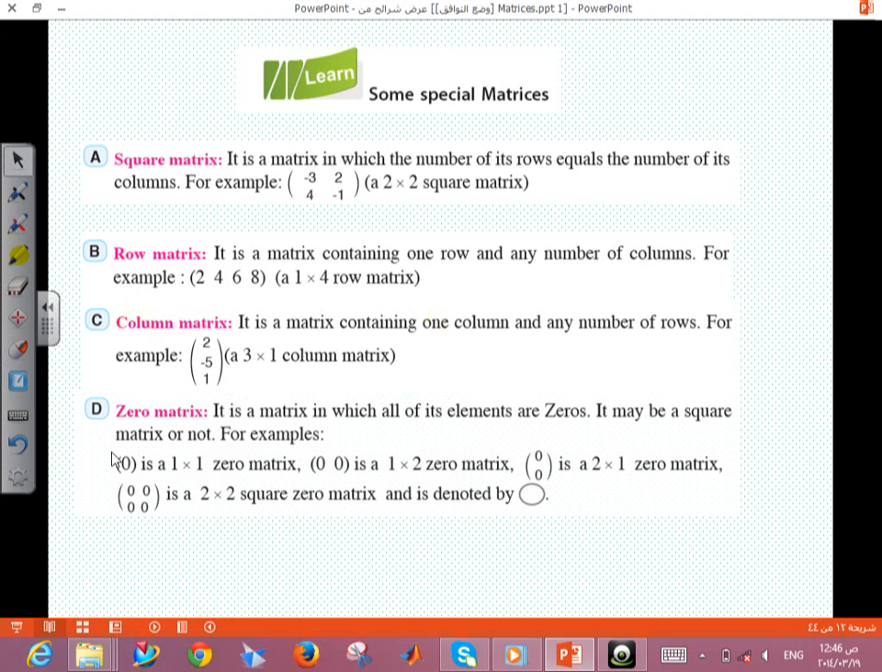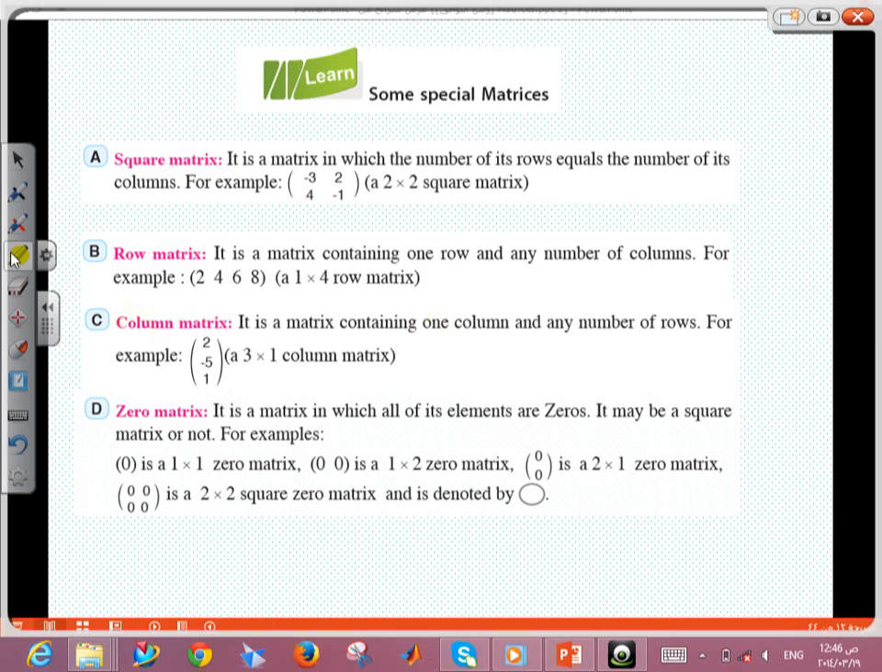After that, zero matrix. A zero matrix is a matrix in which all of its elements are zeros. All of its elements are zeros, like this. This is the order of a square zero matrix, and then 4 by 4.